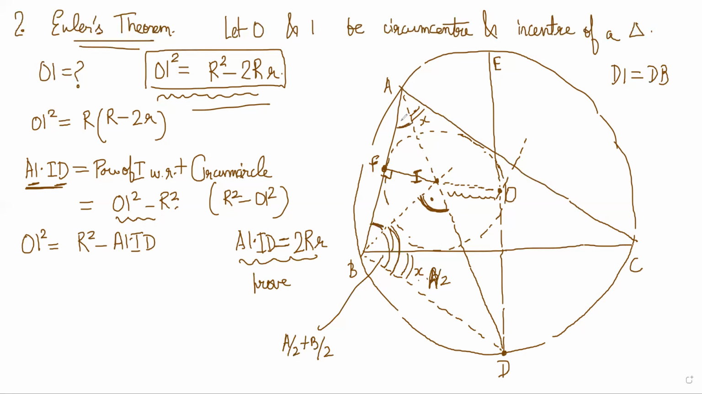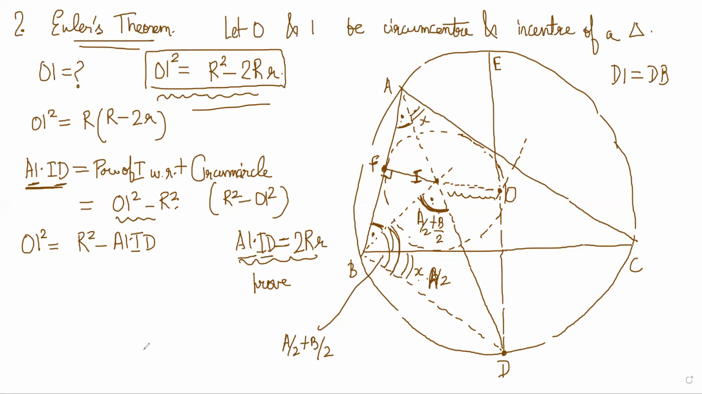You don't need anything else. You need to just say this is the exterior angle of this triangle. This is a by 2 and this is b by 2, it's 90 minus a by 2 plus b by 2. So you're getting an isosceles triangle, so you'll have DI is equal to DB, which we already have. Now we need some similar triangles. I need to prove AI into AD is 2Rr, right?